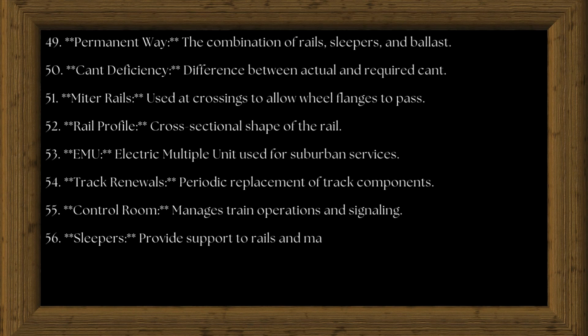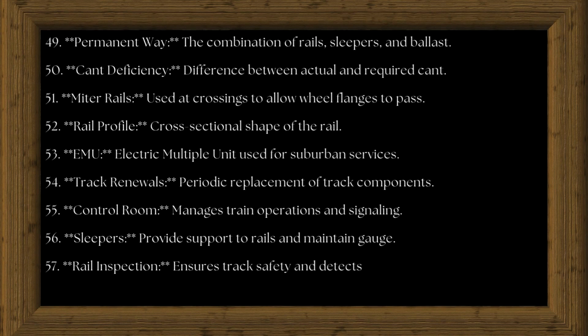Sleepers: provide support to rails and maintain gauge. Rail inspection: it ensures track safety and detects flaws. Ballast: crushed stone layer supporting the sleepers. Creep adjusters: prevent longitudinal movement of rails.